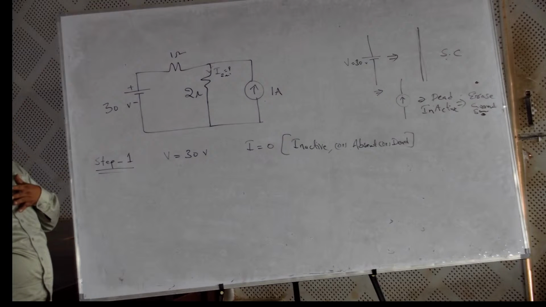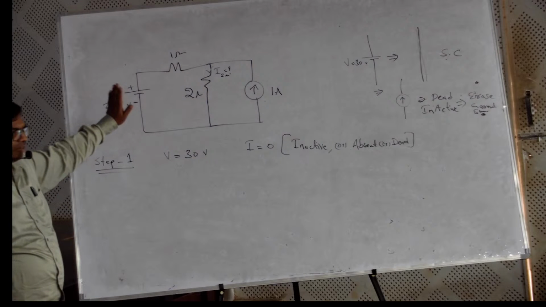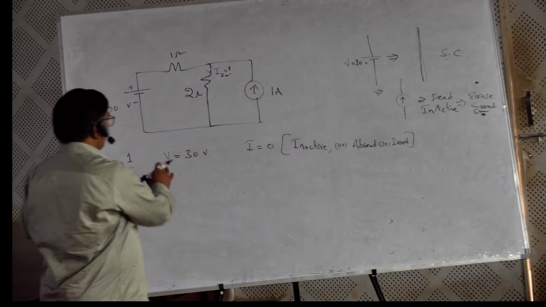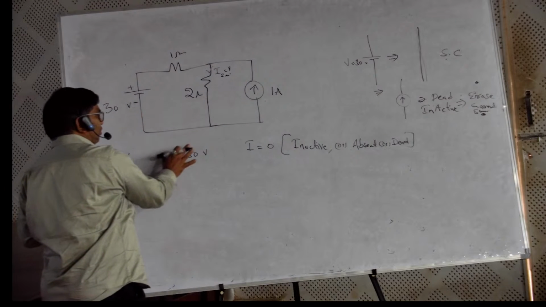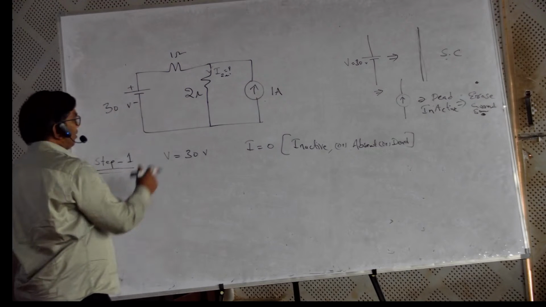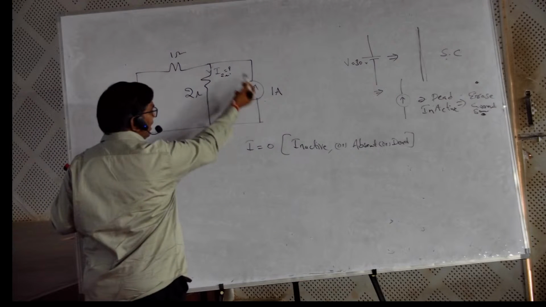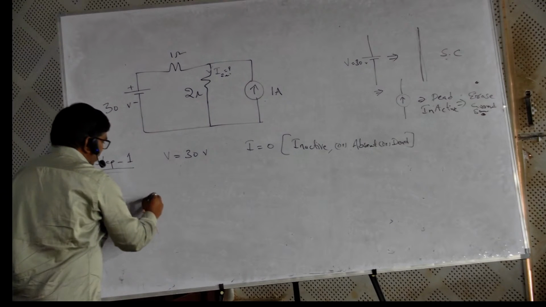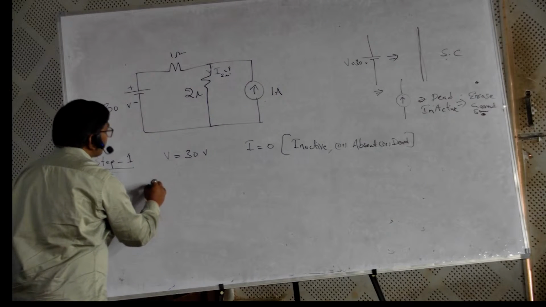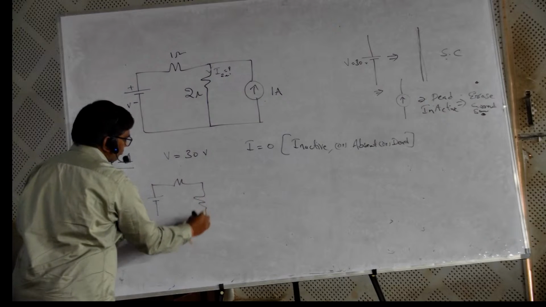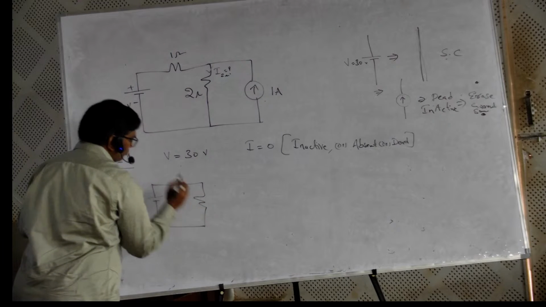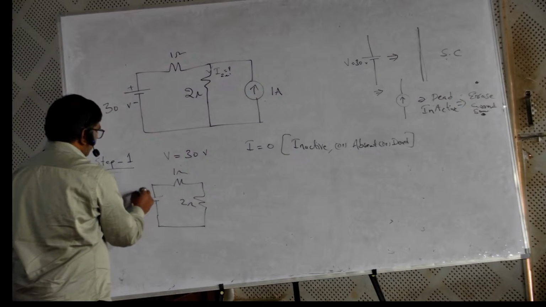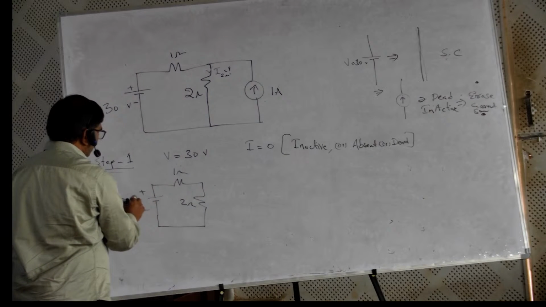What is our aim? Only one source should be present, and the remaining sources are inactive. So the voltage source is present, V is equal to 30, current is equal to 0. It means there is no current flowing here. Current is equal to 0. So the circuit is remodified as 1 ohm, 2 ohm and a plus minus 30 volt voltage source.